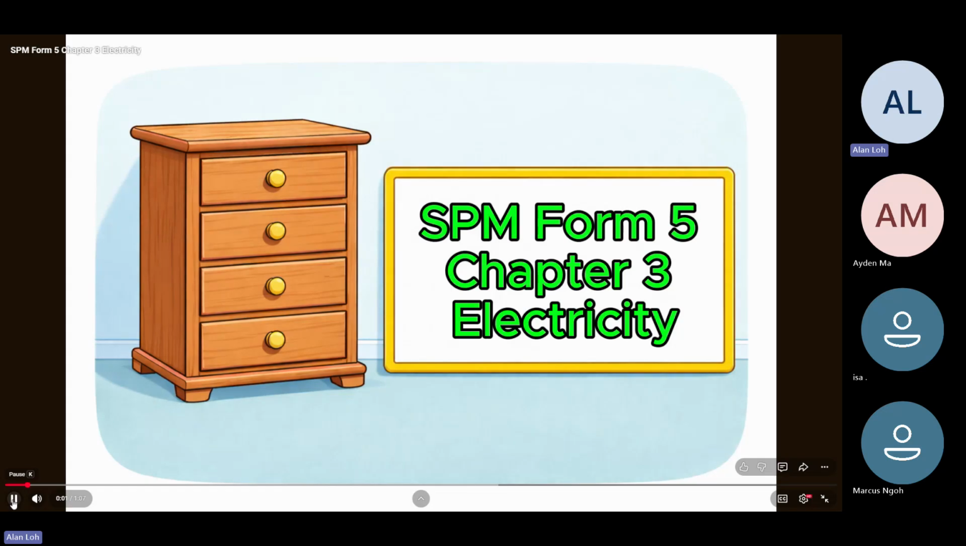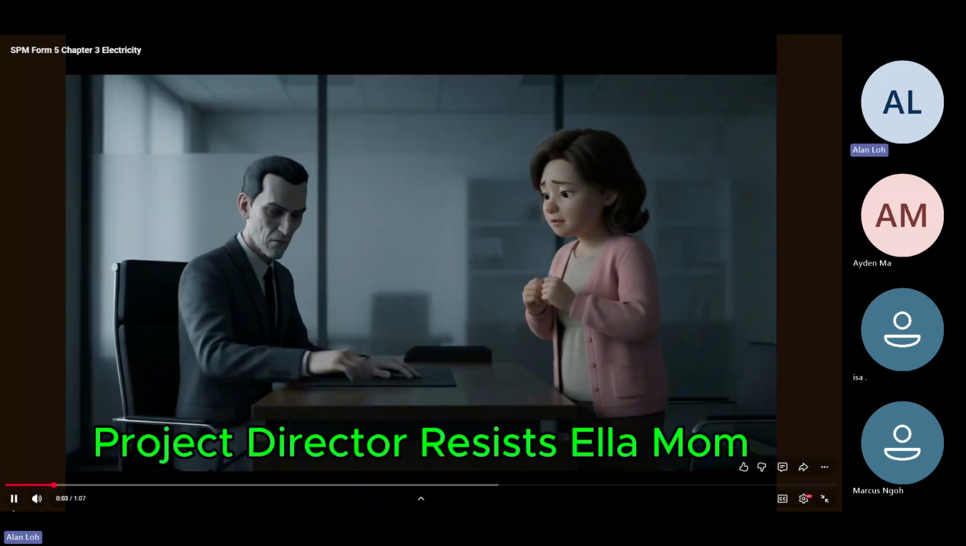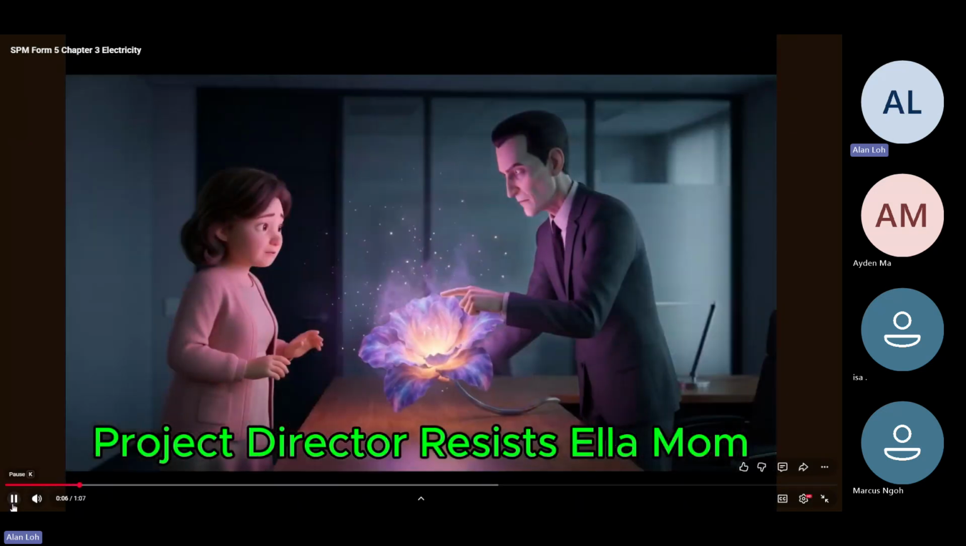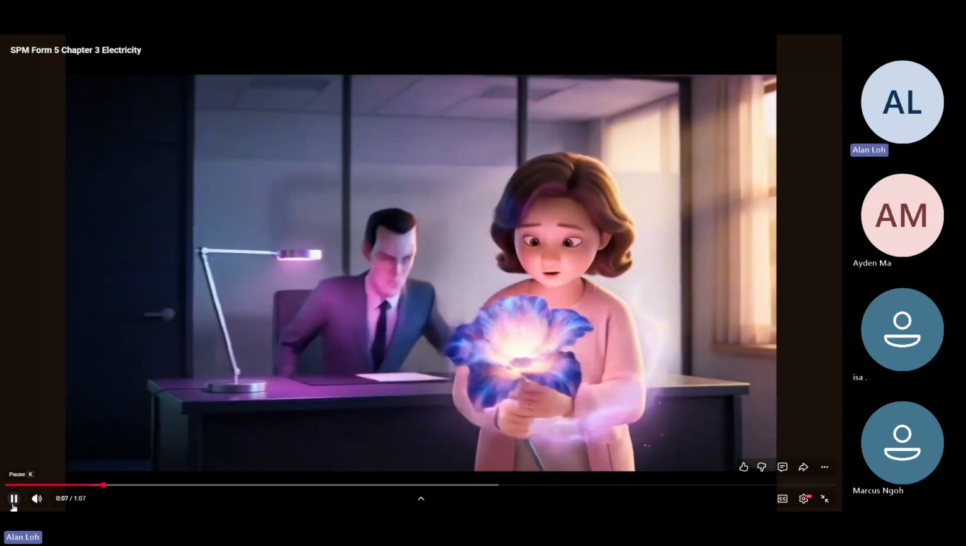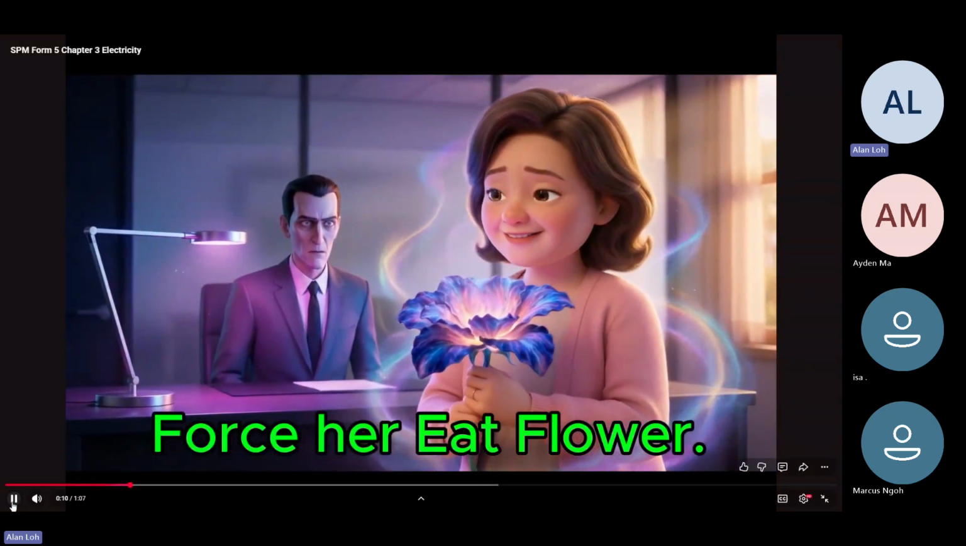PM Form 5, Chapter 3 Electricity. Project Director resists Ella Mom. Force her eat flower.